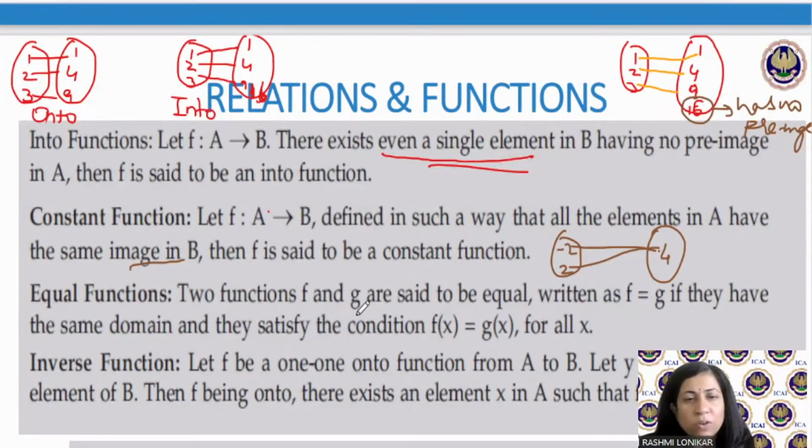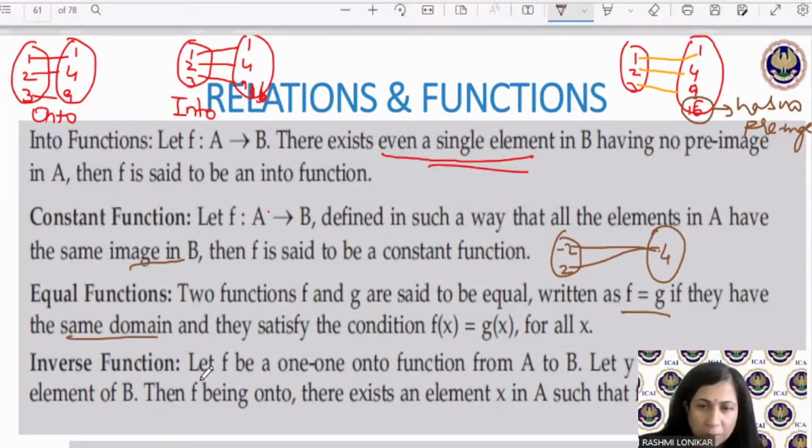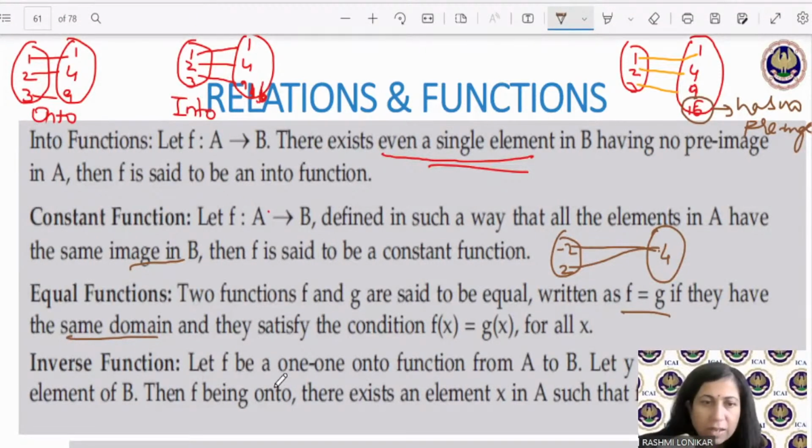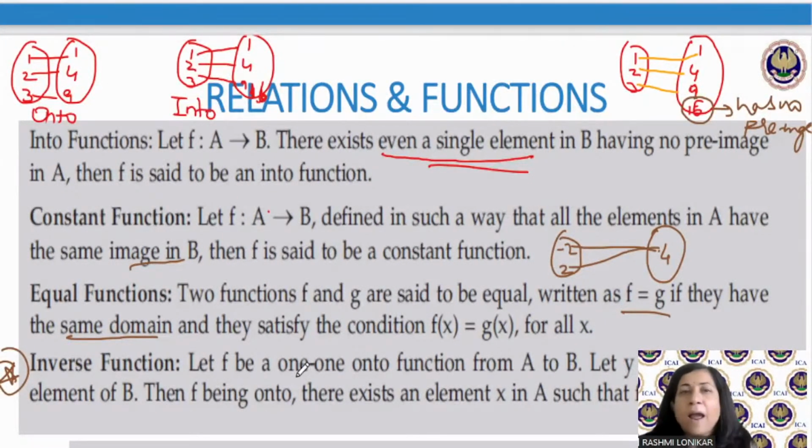Equal functions: two functions f and g are said to be equal and they are written like this, if they have the same domain. Inverse function. This is a theory question also. If f is a 1-1 onto function, only then you can find its inverse. I repeat, please pay attention. If your function is 1-1 and onto, only then you can find an inverse. When we do the sums, you can see it, but this is a good theory question.